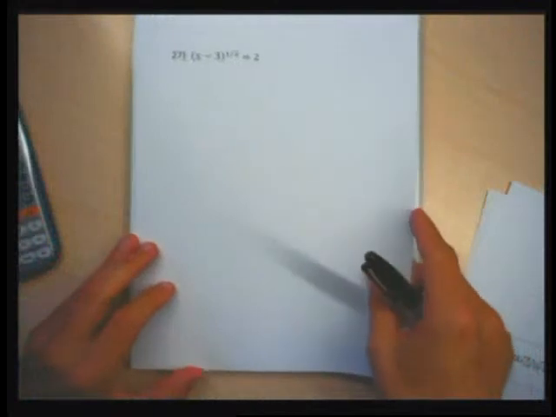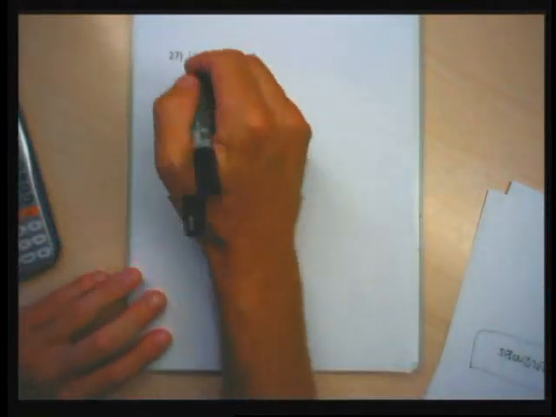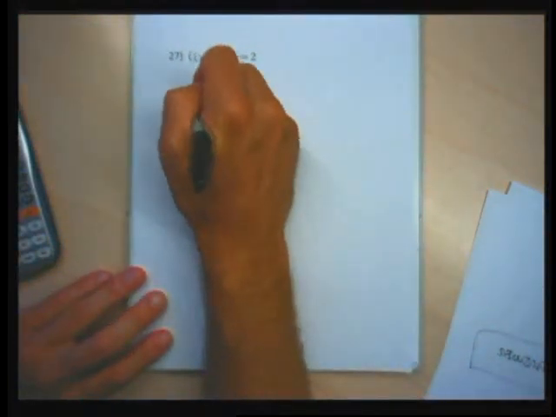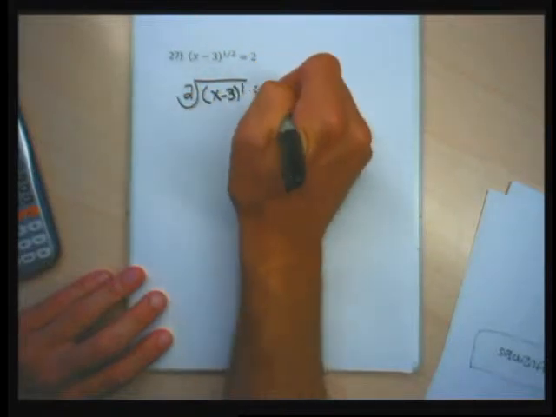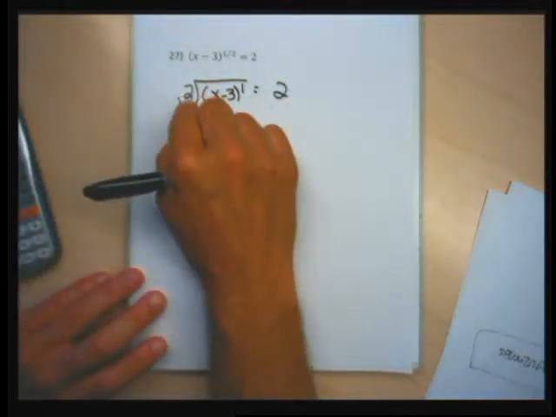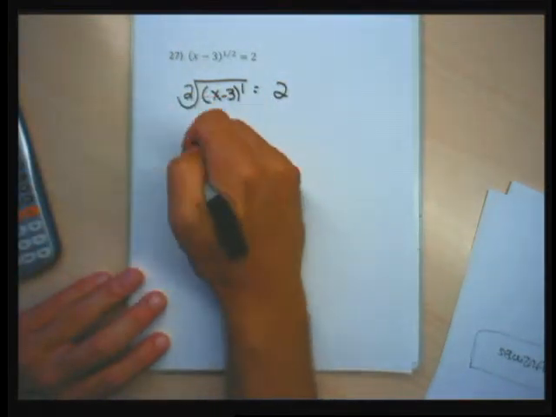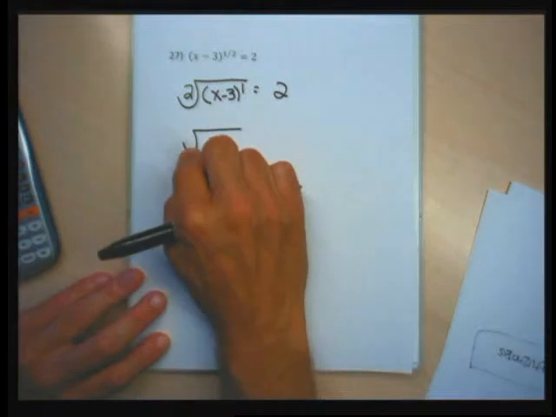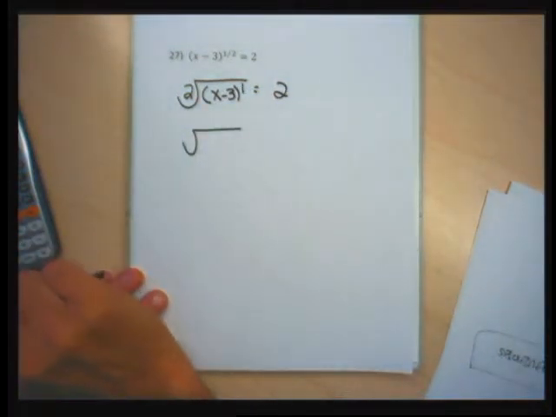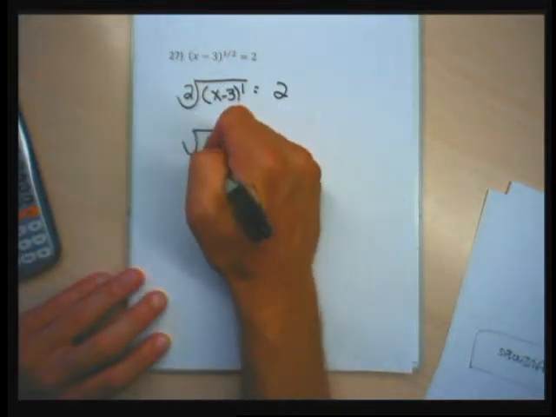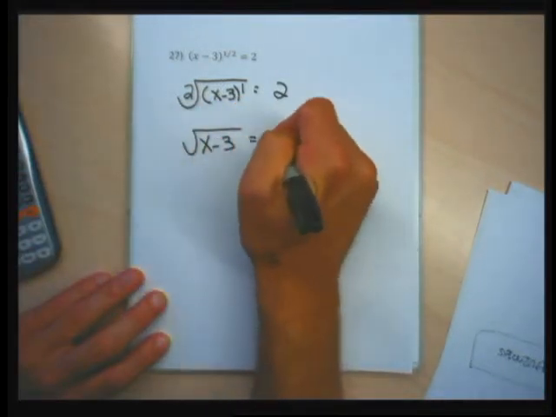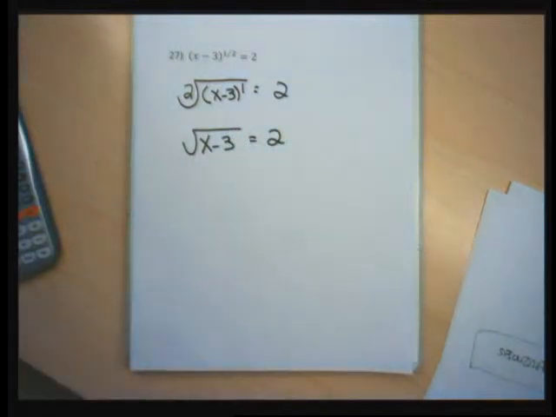27 has a fraction exponent. What I'm going to do is make the fraction exponent into a radical. X to the 1/2 power is the same as the second root of x minus 3 to the first power. If I write a 2, it means square root. If I don't write a 2 and don't write anything, it still means square root. So it's more efficient to write the problem without the 2. And an exponent of 1 you never really have to write. So I can rewrite the original problem to the square root of x minus 3 equal to 2.